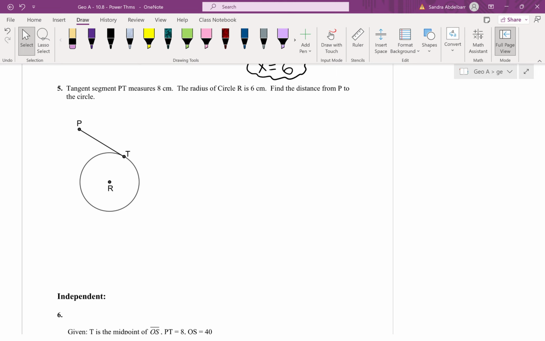Number 5. Tangent segment PT measures 8 centimeters. The radius of circle R is 6 centimeters. Find the distance from P to the circle.